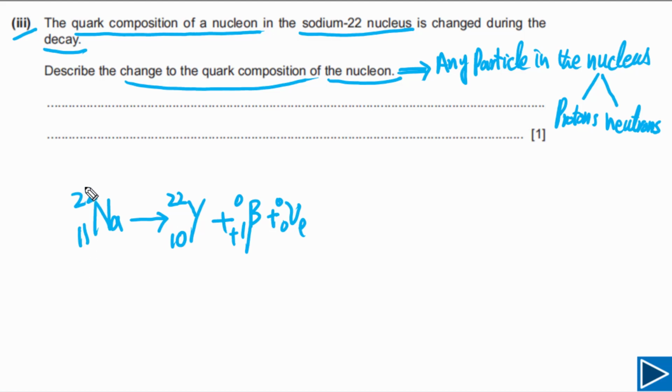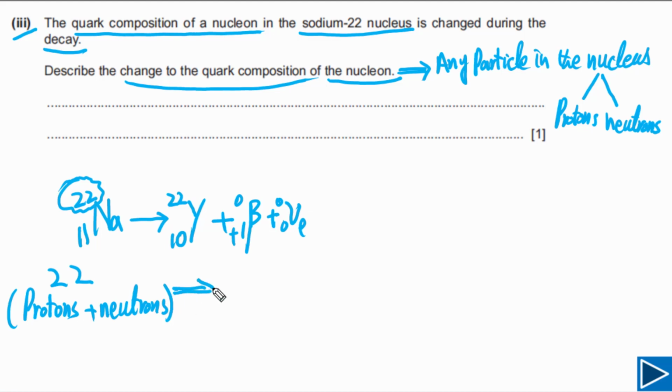Now we need to understand mass number first of all. We will look at this mass number. So here is also the mass number. If you look at this mass number, sodium has 22. The mass number of sodium is 22 and the mass number is the sum of protons and neutrons. And the daughter nucleus also has the same mass number 22, and this is also the sum of protons and neutrons.